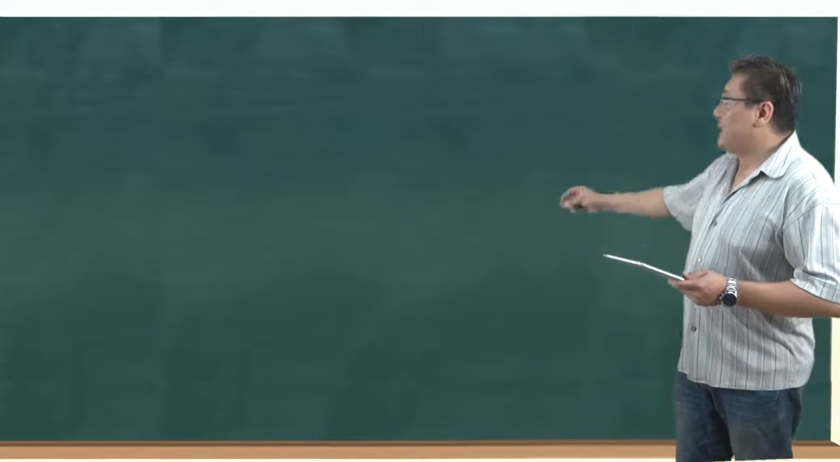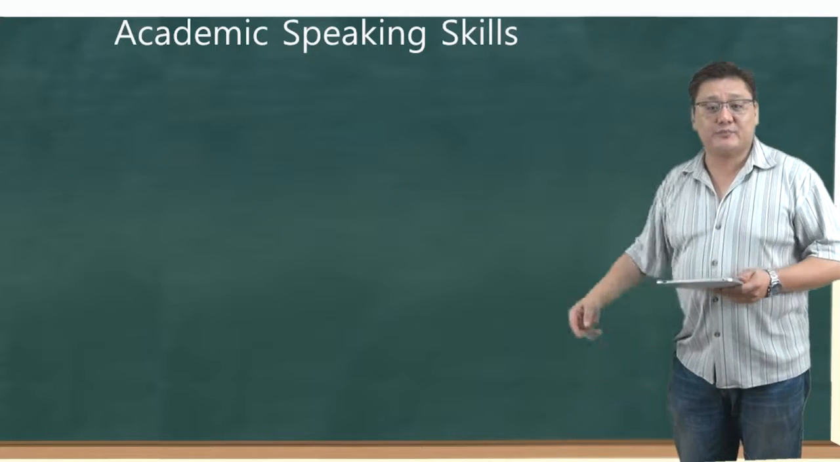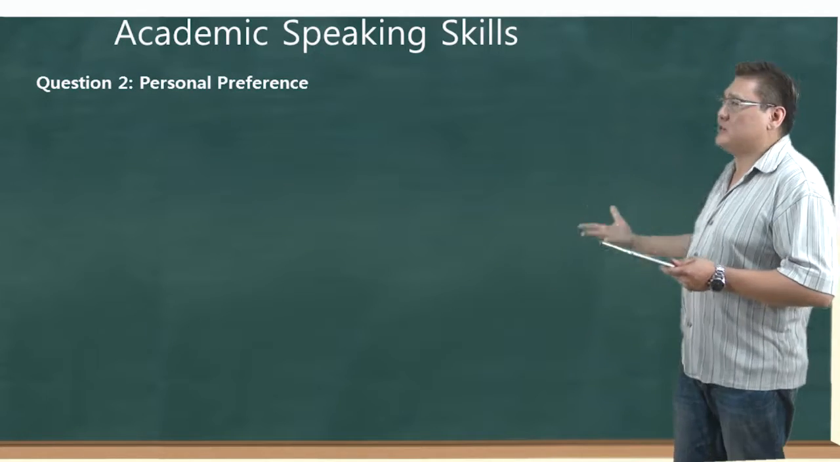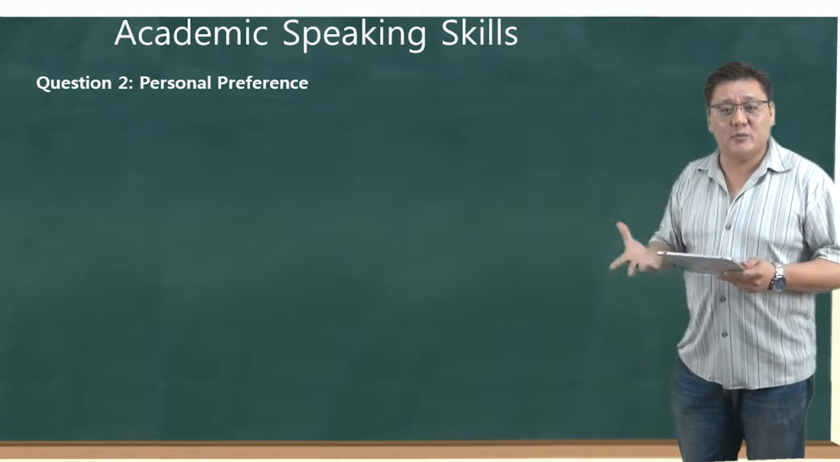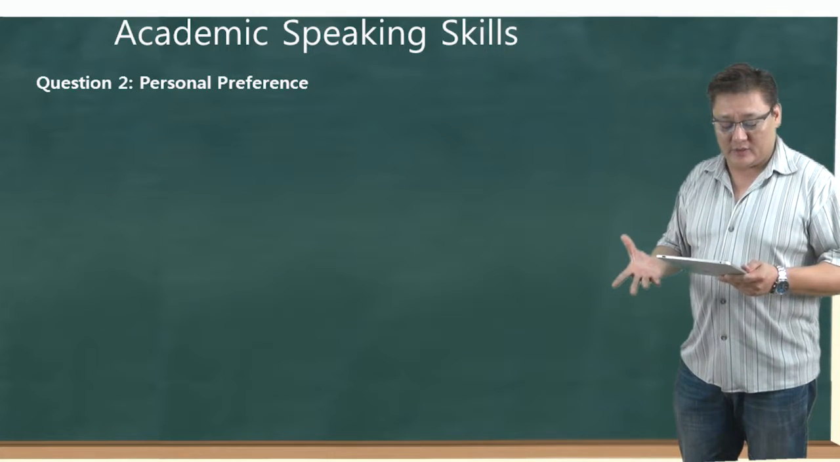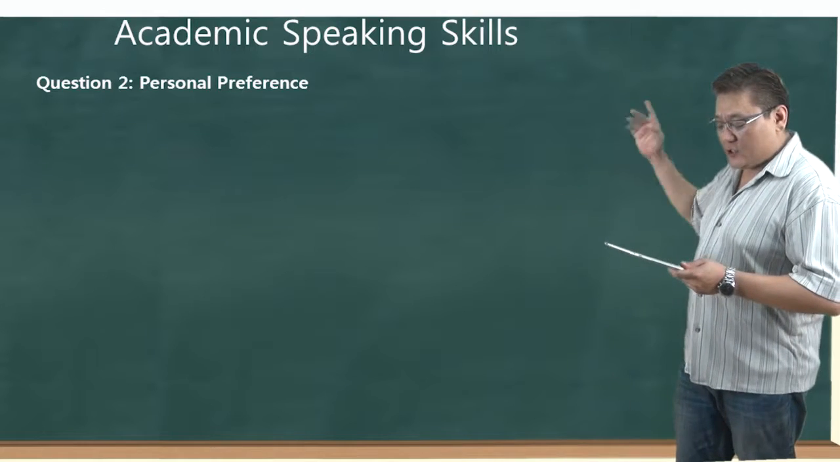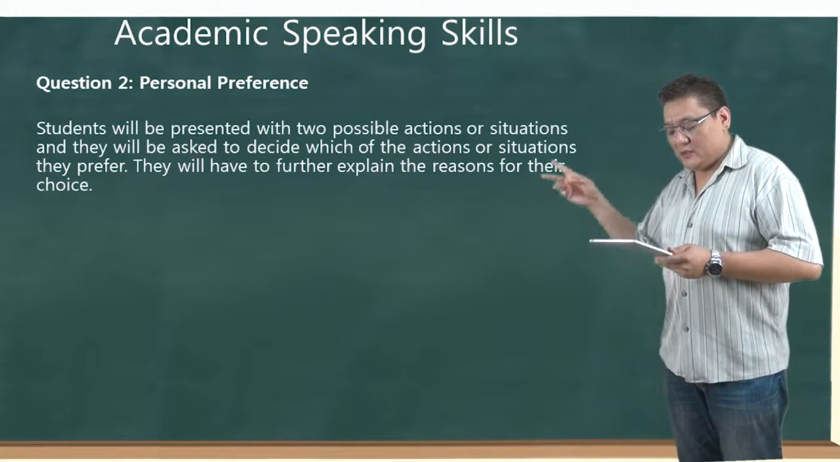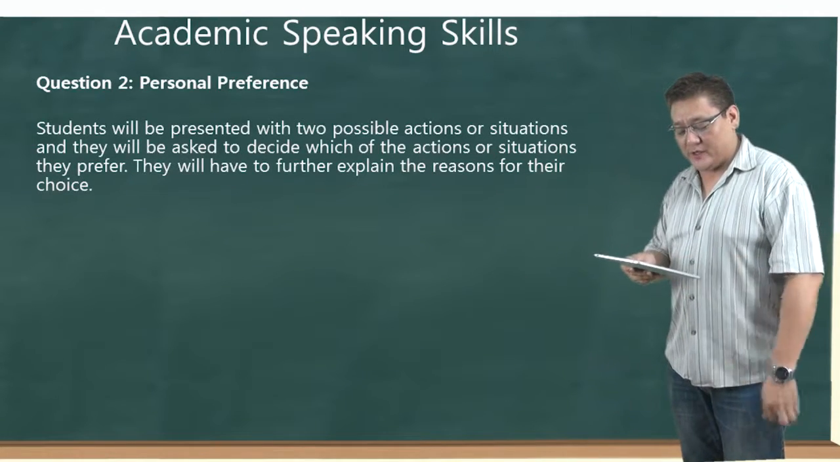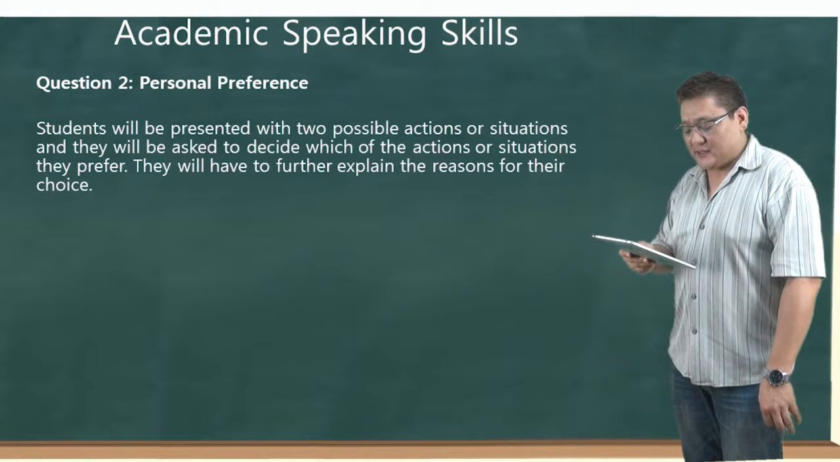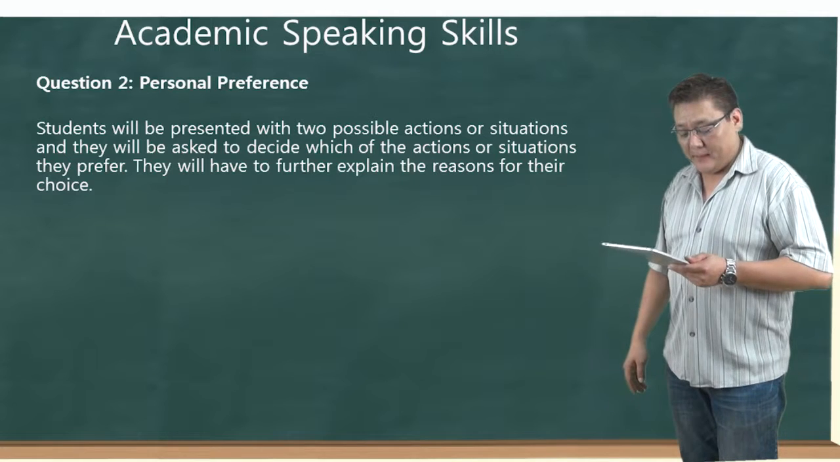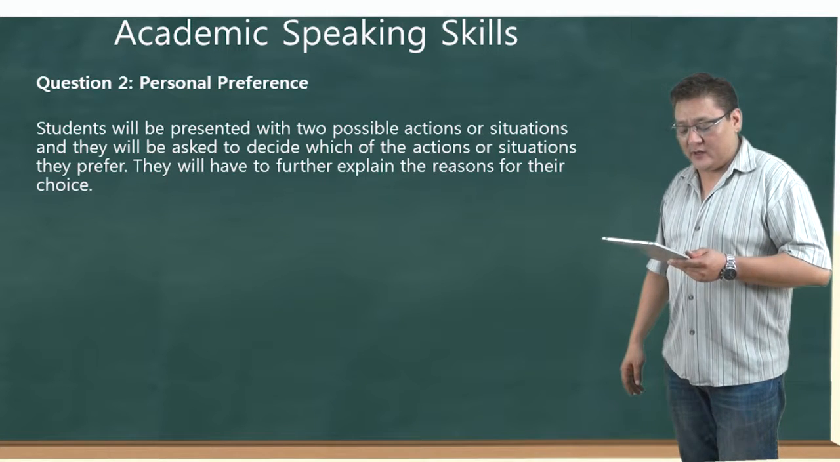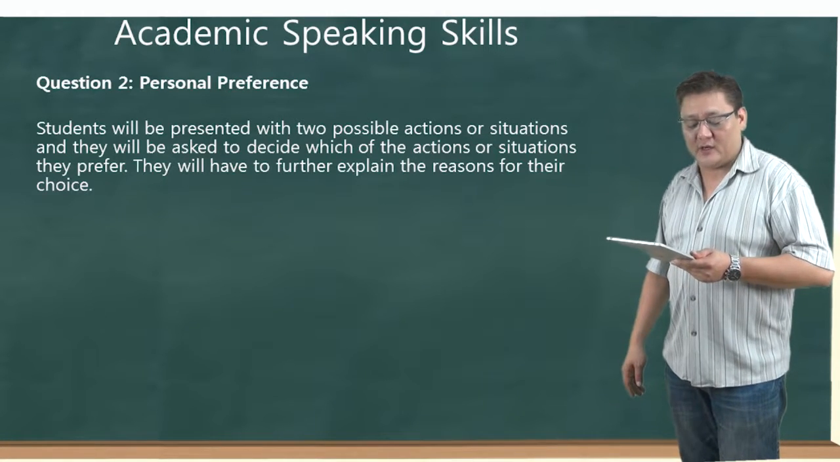그럼 두 번째 봐봐요. Test question number 2. It's a personal preference. What does it mean by personal preference? Personal preference는 자기 의견이 뭐냐 물어보는 거예요. 간단하게. Here, students will be presented with 2 possible actions or situations, and they will be asked to decide which of the actions or situations they prefer. They will then explain the reason for their choices.